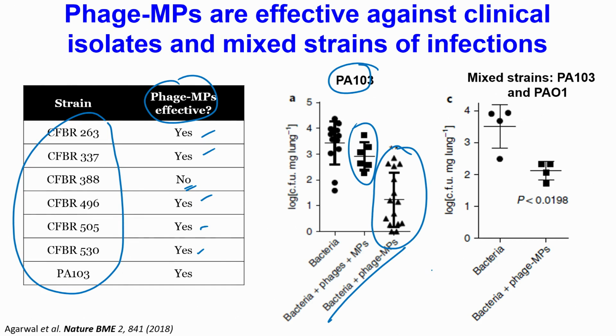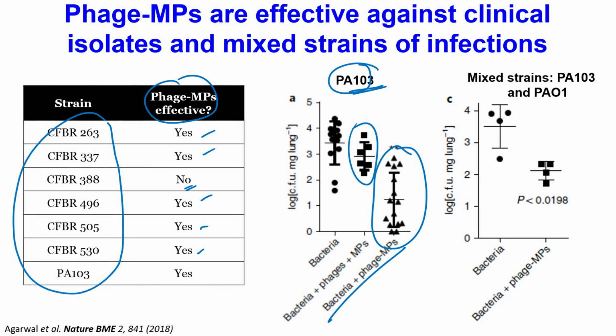The other thing they did is, obviously this works well with a single bacterial infection in a mouse system, but humans are exposed to several types of bacteria, several strains of Pseudomonas at a time. So, at a time a patient can have many types of Pseudomonas strains that are colonizing the lung. How would the therapy work with all that?